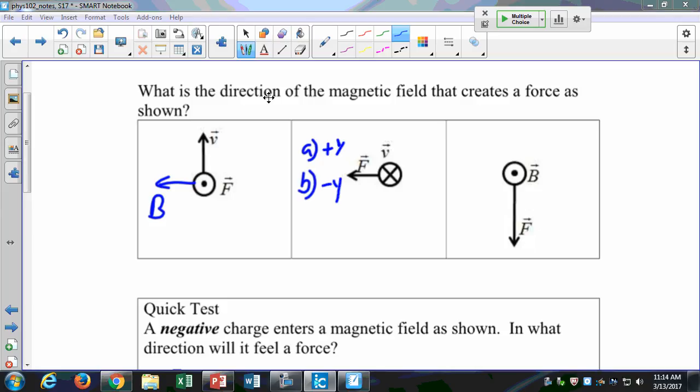What if it was a negative particle? What would it be? It would just be the opposite. All right, so let's try this last one. Either A or B.